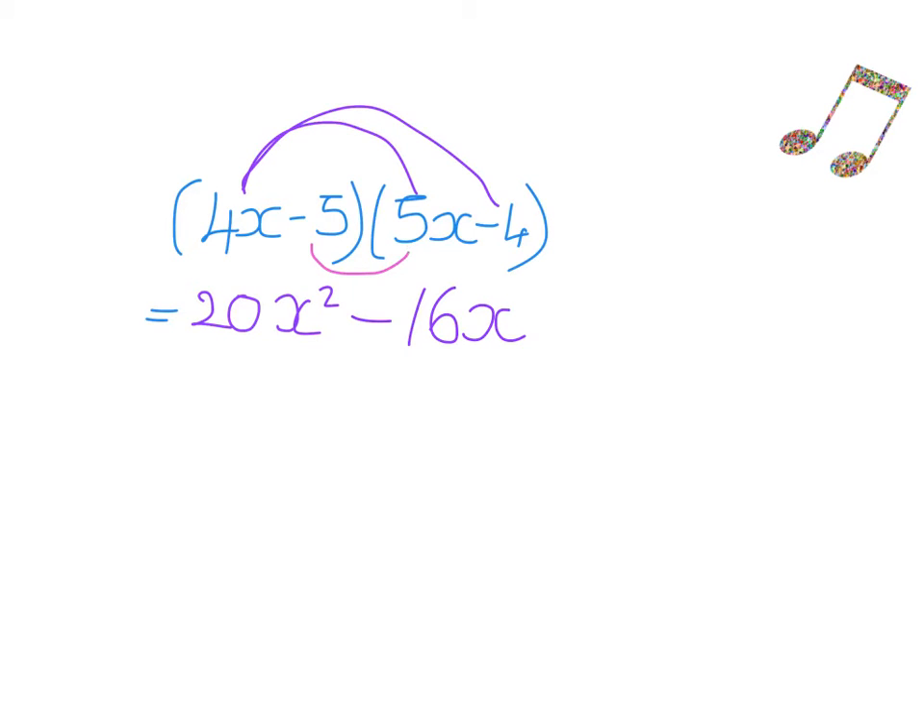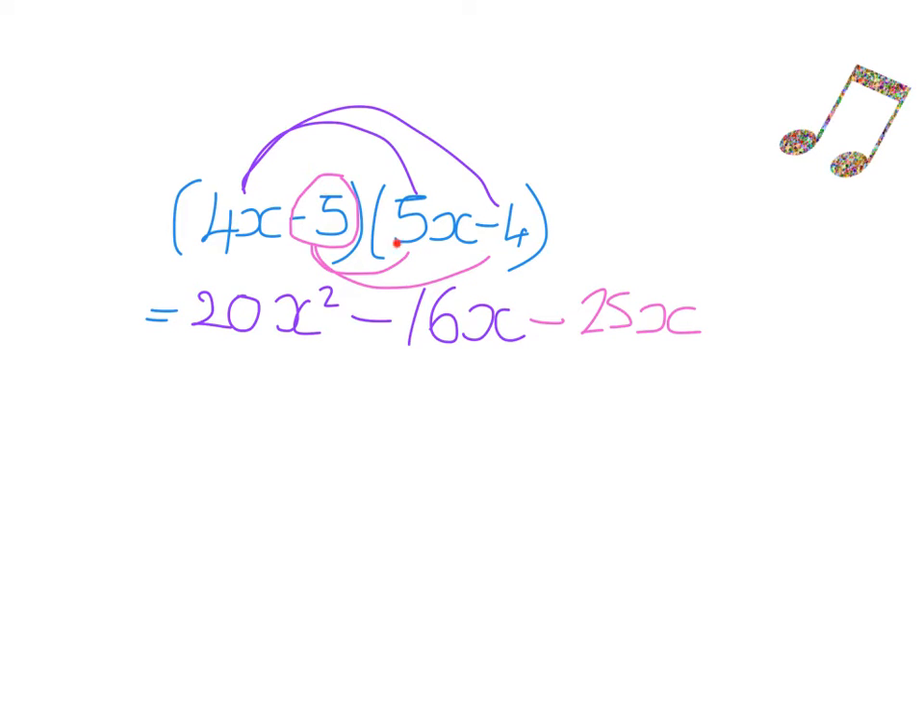So now I'm going to take the 5, but I'm remembering that that's a negative 5. So first the negative 5 multiplies by the positive 5x, so a negative times a positive. It's going to give me a negative answer. 5 times 5x is 25x.